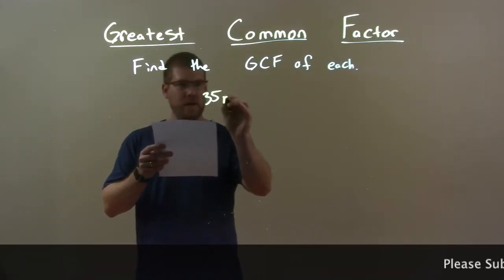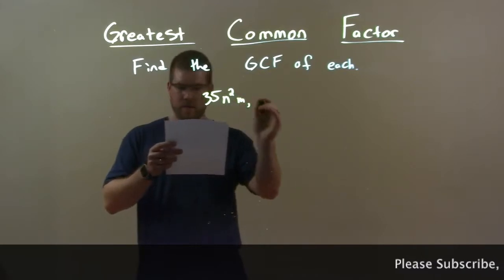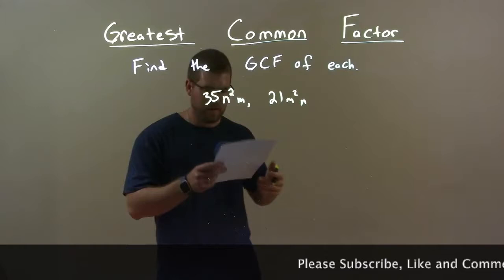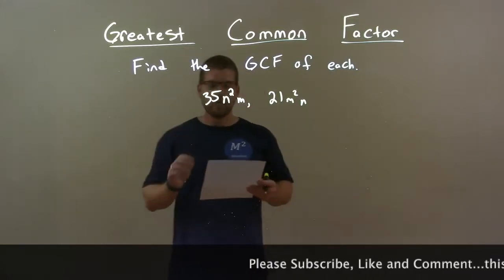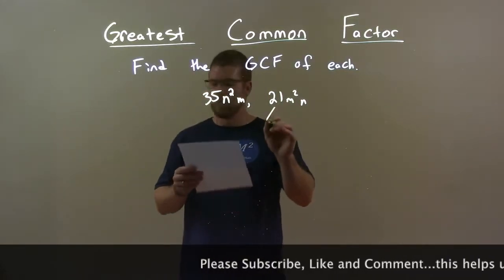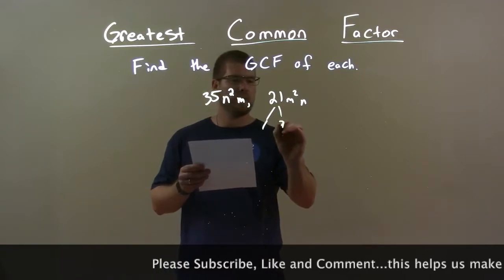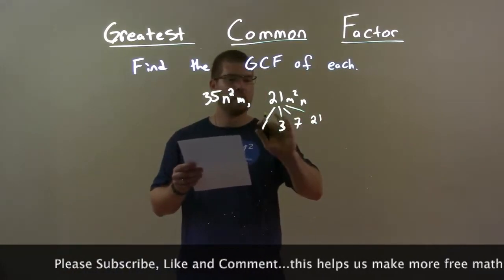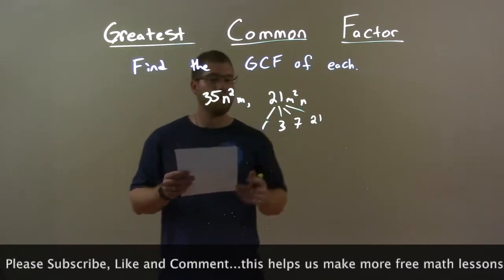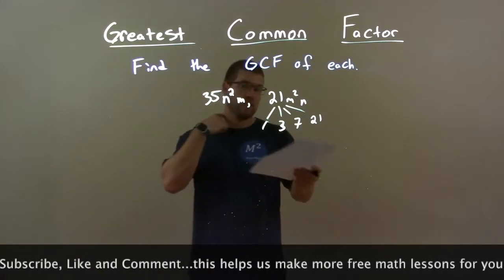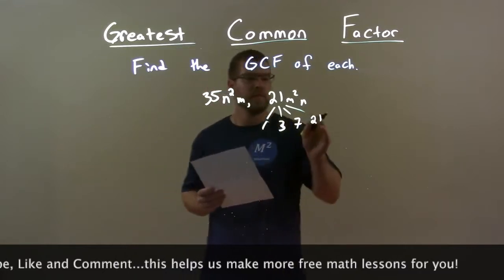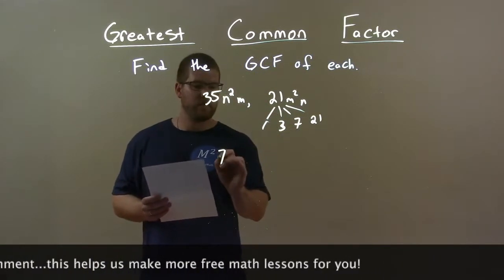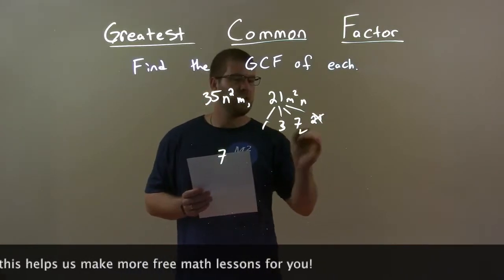35n squared times m, and 21m squared times n. Okay, so let's first look at 21. What are the factors of 21? We have 1, 3, 7, and 21 are our factors of 21. Okay, what's the largest one of these that also goes into 35? Well, 21 doesn't go into 35, but 7 does, right? So 7, right? So not 21, but 7 works.